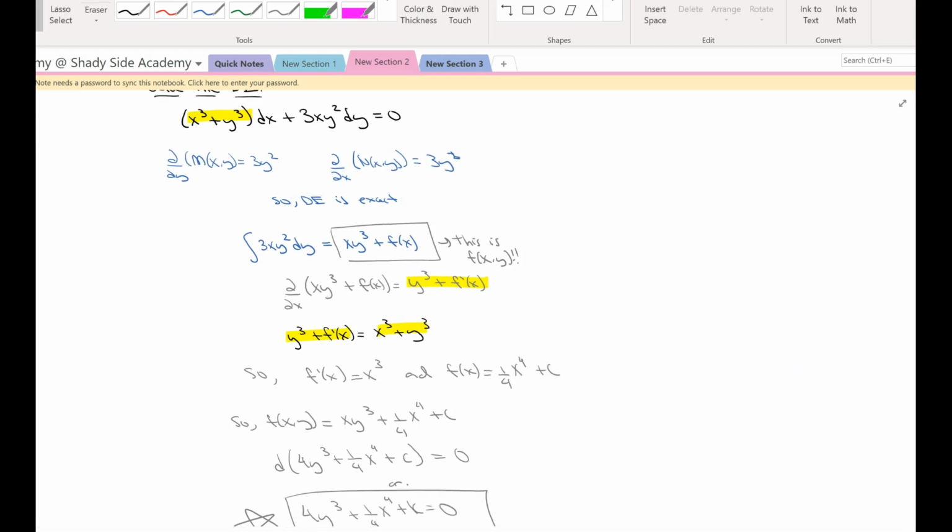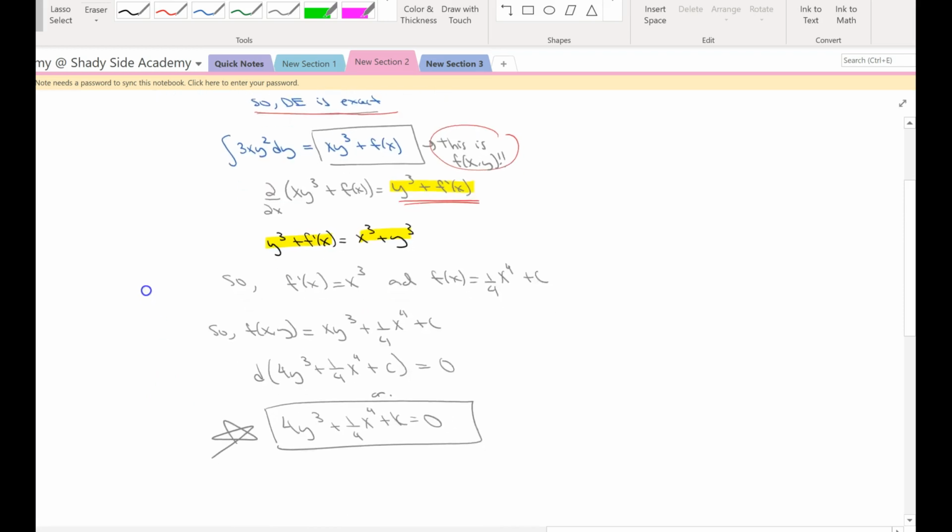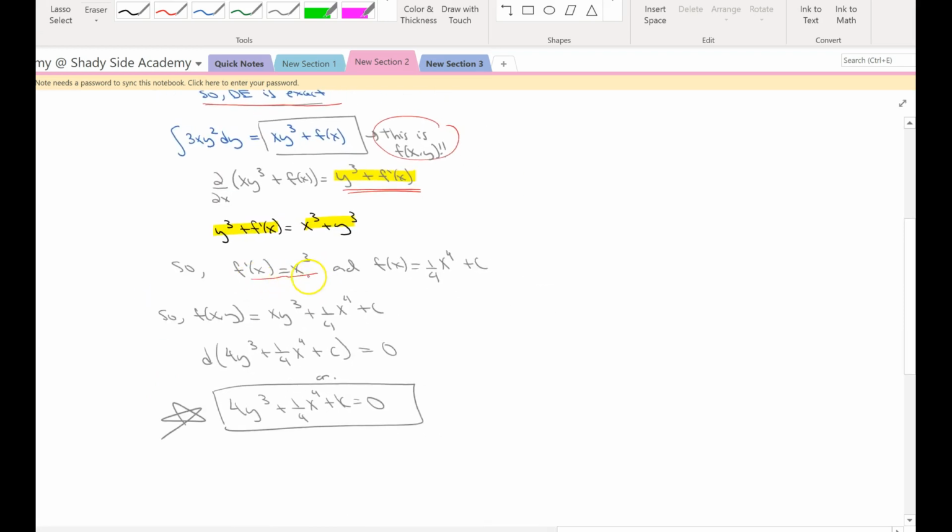I ignore the yellow for now. I checked they're exact right here. And then what I did was I integrated dy because they were both equally simple. And I made a note to myself so I don't get lost. This is f of xy. I took the derivative with respect to x, and I got this. And this is where I want you to tend to the two yellows being equal, right? And then that means f prime equals x cubed, f of x equals 1/4 x to the fourth plus c, and etc. All right. Okay.